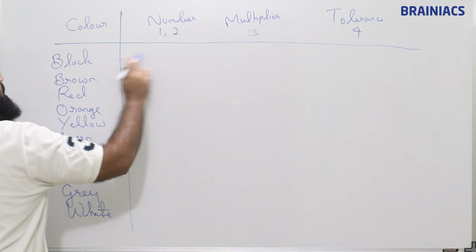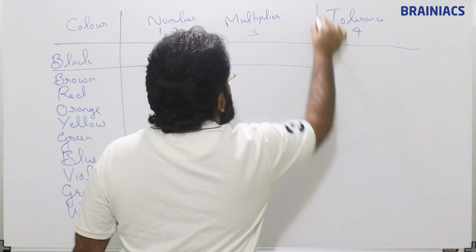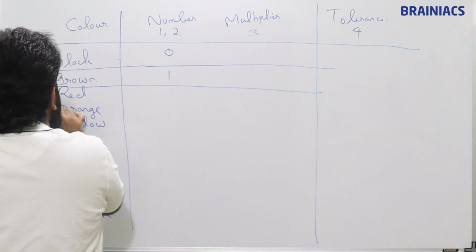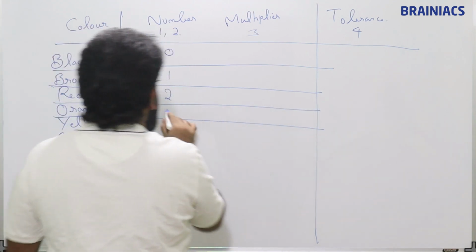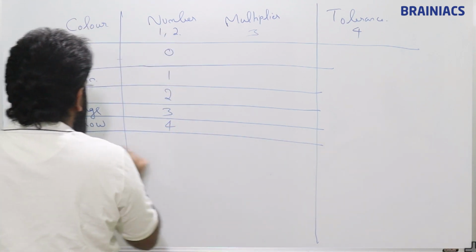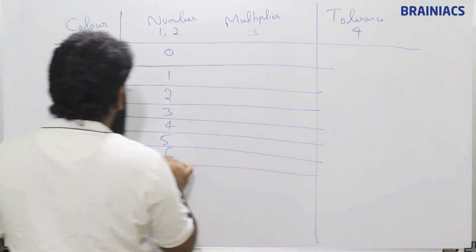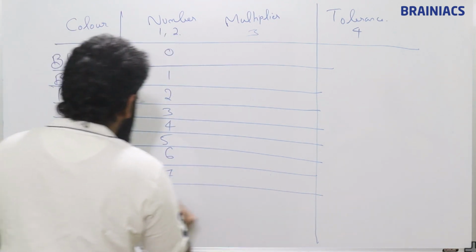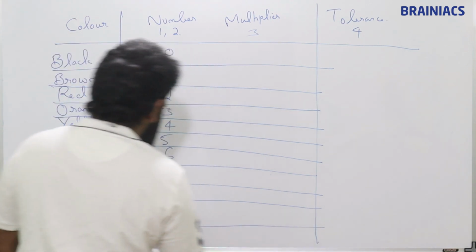So the number associated with black is 0, brown is 1, red is 2, orange is 3, yellow is 4, green is 5, blue is 6, violet is 7, gray is 8, and white is 9.